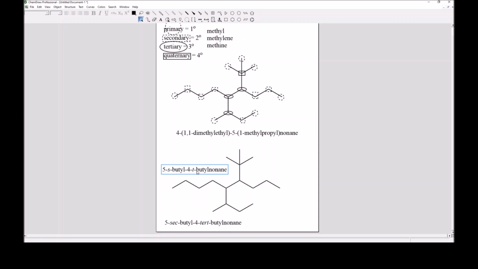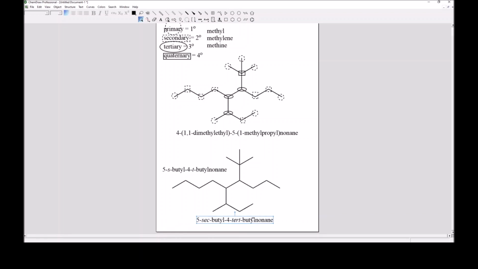So when you're alphabetizing your substituents, the sec and the tert are not used when we alphabetize these. That's because they're supposed to be numbers, and you don't alphabetize with numbers. The only time that you ever alphabetize sec and tert is when both of them happen to be on the same compound. So it's kind of a tiebreaker.